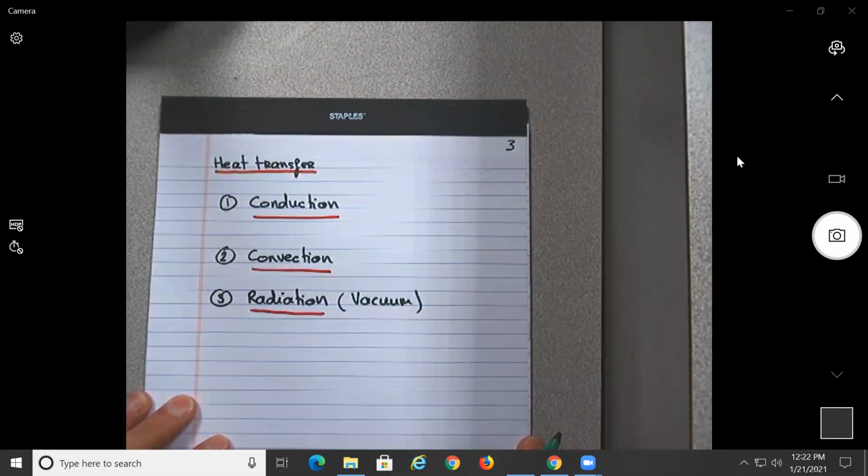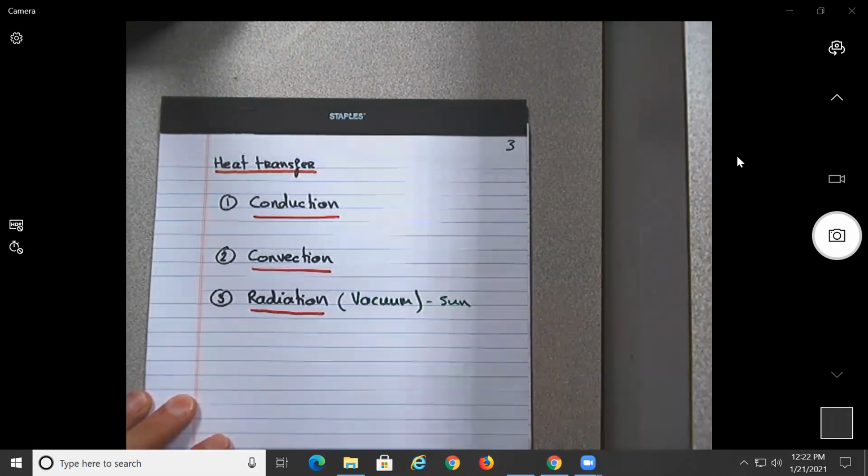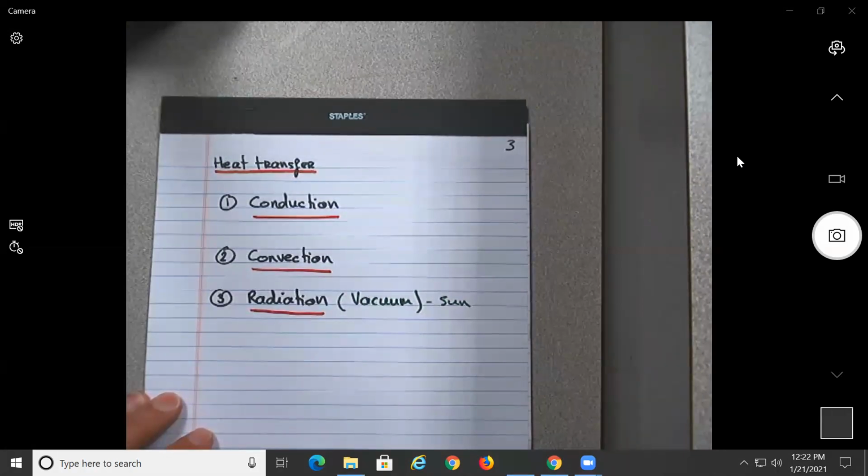Think about the light. Think about the sun. It goes through space. It's true that when it comes through the air, there is the air, okay? But it doesn't need it. It can go without it. All right? Now, let's move to the first one.